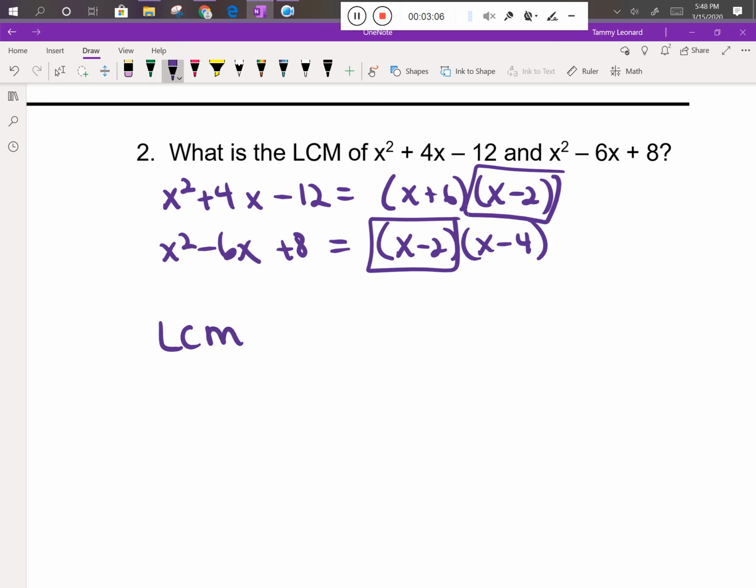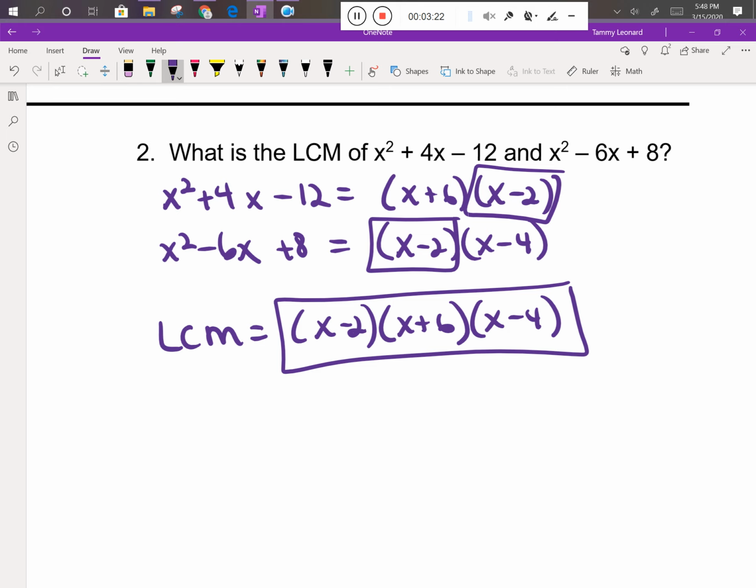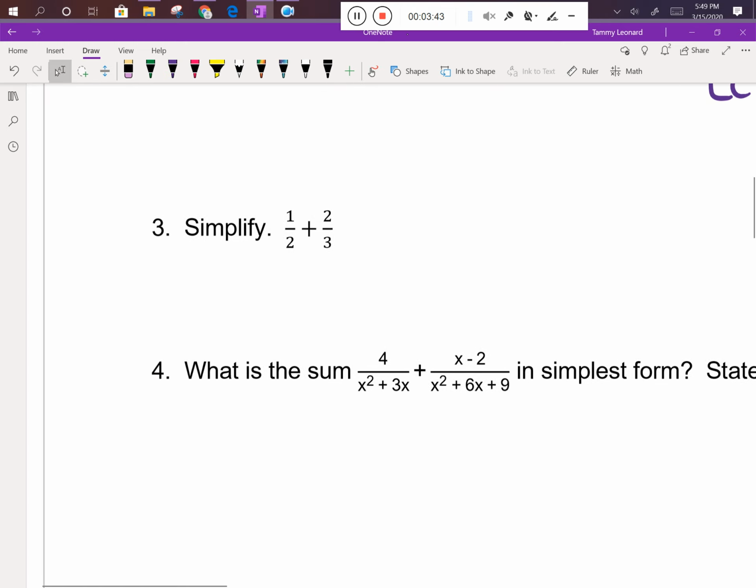So the LCM is going to contain that x minus 2 that they both have. But it's also going to contain the extra x plus 6 from the first trinomial and the extra x minus 4 from the second trinomial. The product of those three binomials is the least common multiple. Now, I don't necessarily need to multiply that out all the way, so I'm going to go ahead and leave it in its factored form for right now. We'll talk about what to do with it when we get to some other examples where this LCM is actually used for something. So let's take a look at number 3.